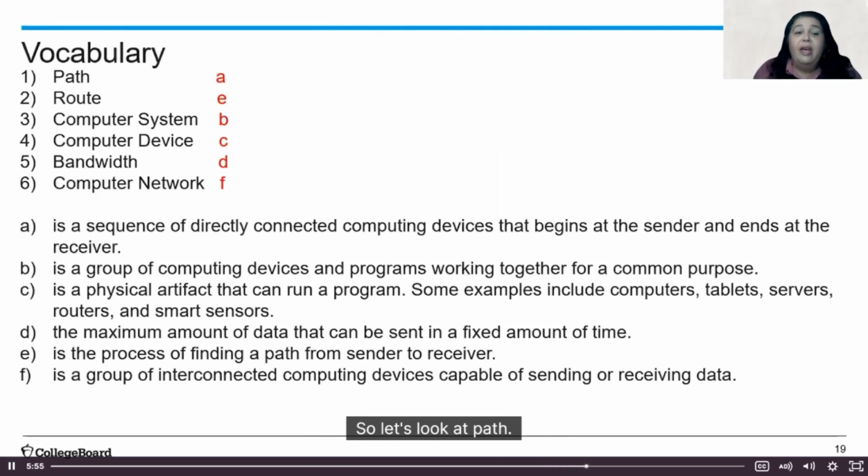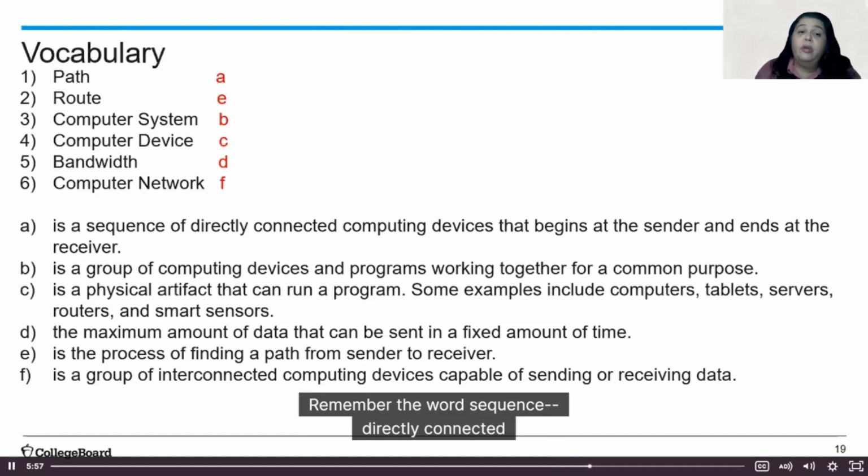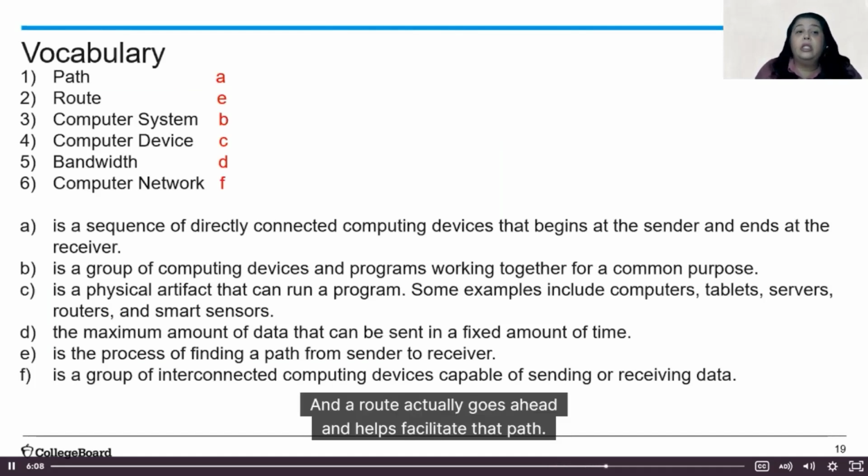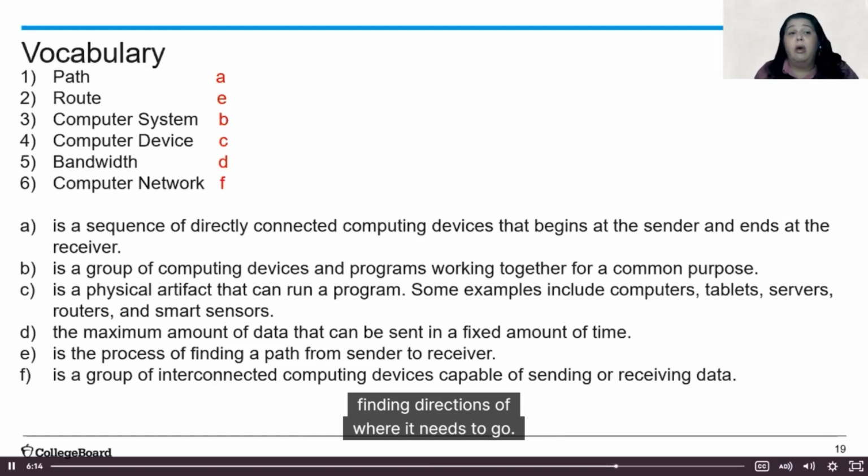So let's look at path. Path is a sequence, okay? Remember the words directly connected computing devices, okay? And it begins with the sender and it ends with the receiver. You're going to send somebody, you want somebody to receive it. And a route actually goes ahead and helps facilitate that path. It kind of helps find the path. Remember, finding directions of where it needs to go. And we'll talk more about that later when we get into routers.